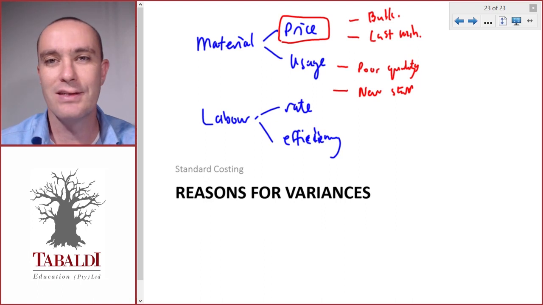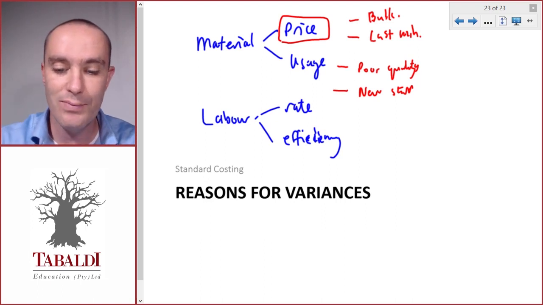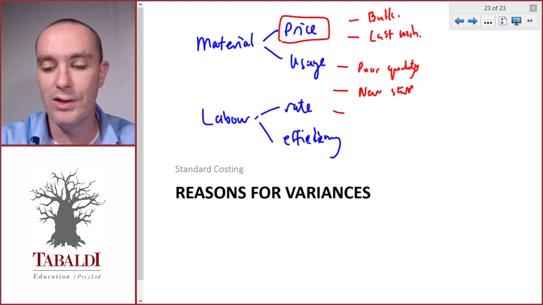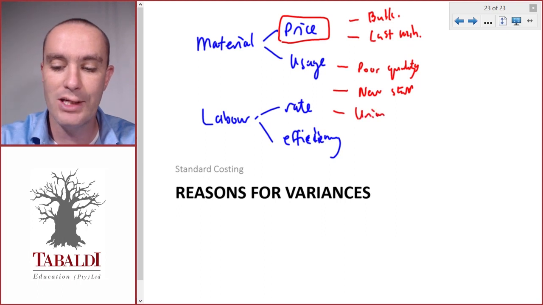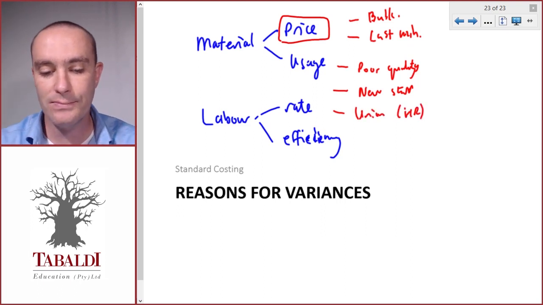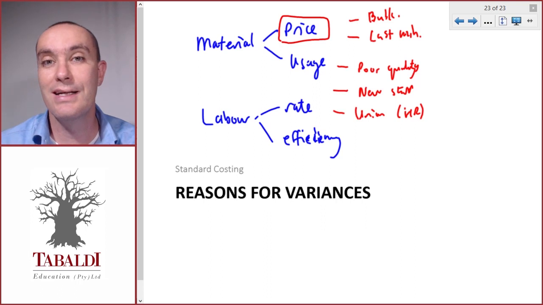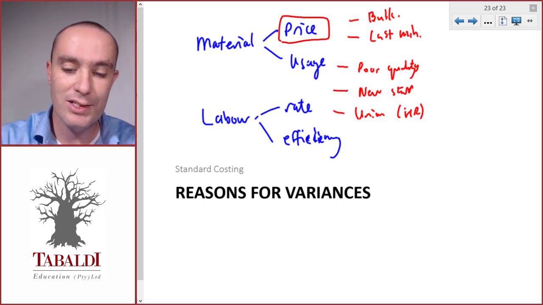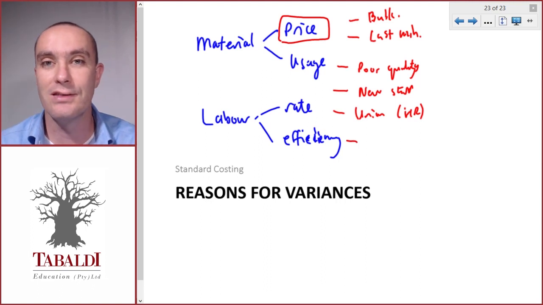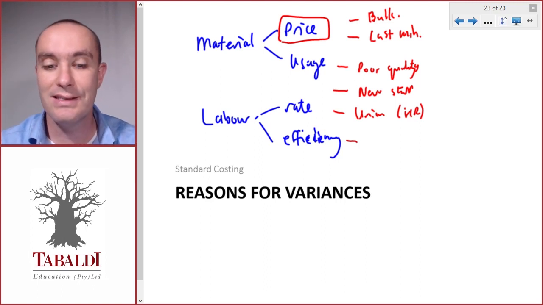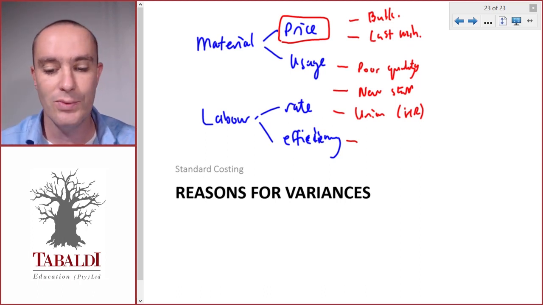So the labor rate variance is usually not within the control of the company, and this might be negotiated with unions. That's usually the HR's responsibility. They could try to increase the rate in order to motivate staff to be more productive, and that might show up in a positive efficiency variance. So if we spend less time than what we should have spent, it could have been as a result of paying them more. So look for those relationships between the two.